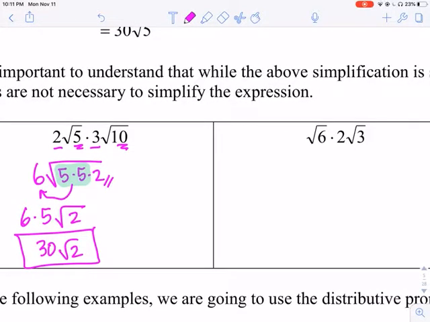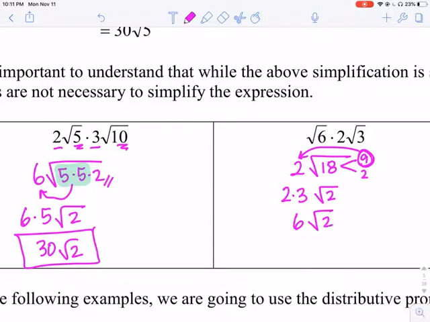So then, for example, this would be 2 on the outside and 18 on the inside. 18 is 9 and 2. The square root of 9 would make a 3 on the outside here. So 2 times 3 on the outside with a 2 left over. So we have 6 square root 2.